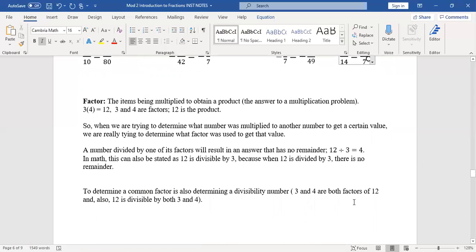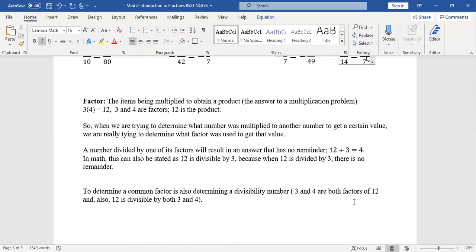Factors. The items being multiplied to obtain a product, the answer to a multiplication problem, are called factors. For instance, 3 times 4 equals 12. 3 and 4 are the factors, and 12 is the product. So when we are trying to determine what number to multiply to get a certain value, we are really trying to determine what factor was used to get that value.